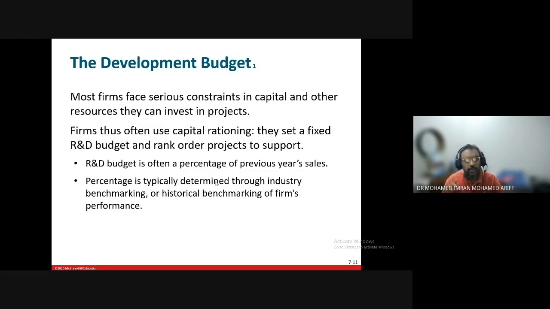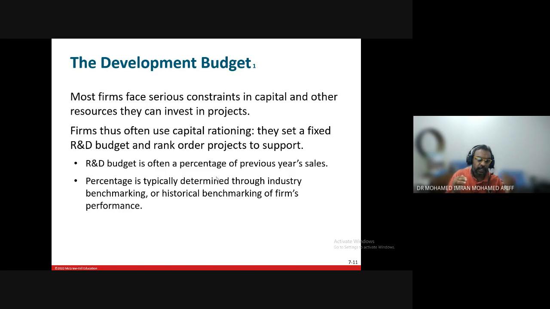Next, you also need to look at your budget. Most firms face serious constraints in capital and other resources. They can only invest in some projects. Firms use capital rationing, setting aside a fixed R&D budget, often a fixed percentage, and bring in the orders. So in your organization, you can set a budget, because if we want to start everything new, budget is always a constraint. So we set aside some rationing, and which one do we want to focus on first? Always remember, you cannot start everything. You have to start something here, next year here, or next year here. Only then can it move.